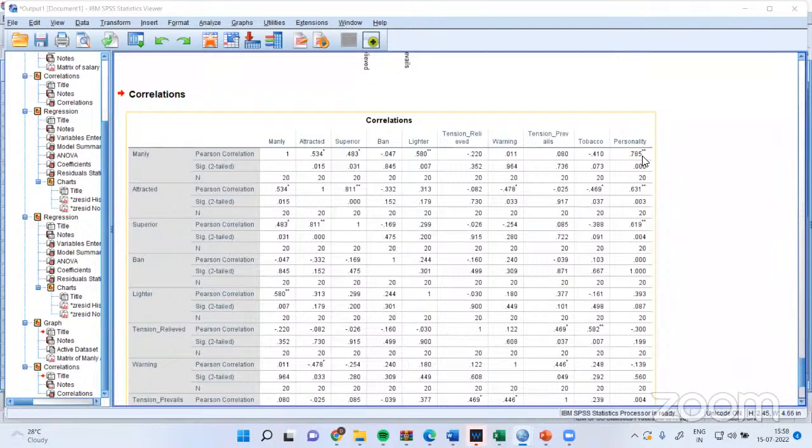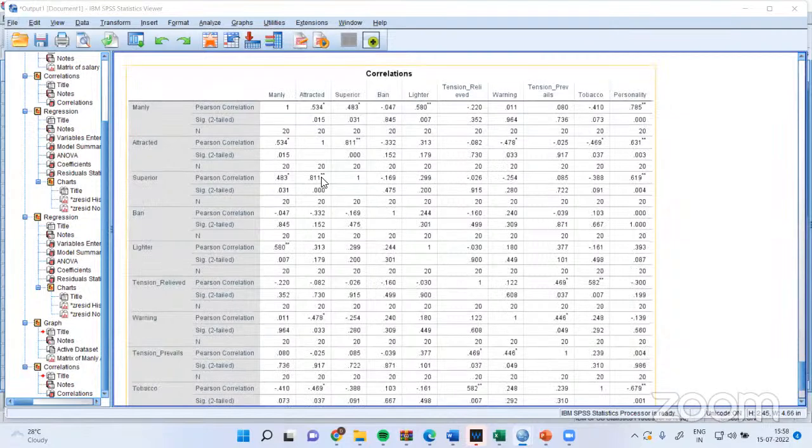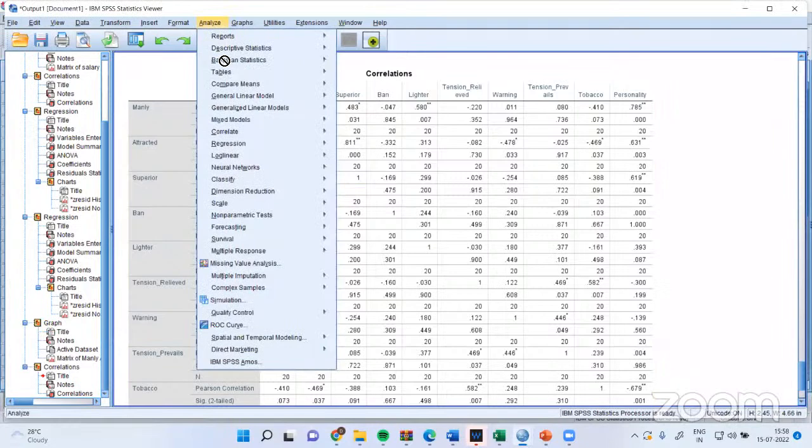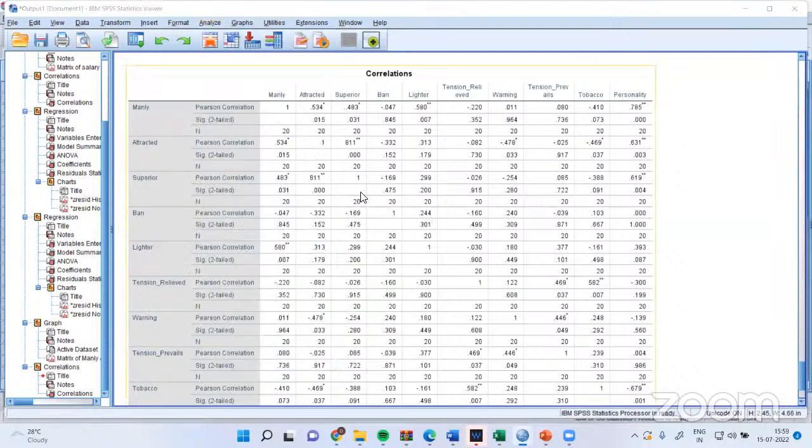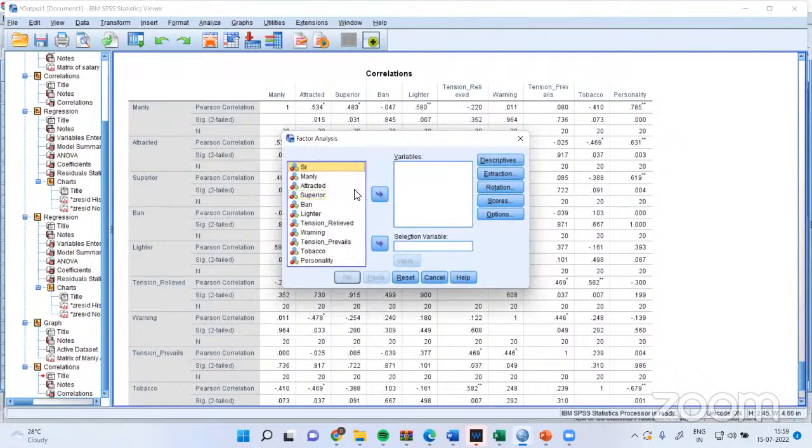Is it clear? Okay. Now we will formally run the analysis. Go and analyze. Dimension reduction. Factor. Now transfer all the variables here.